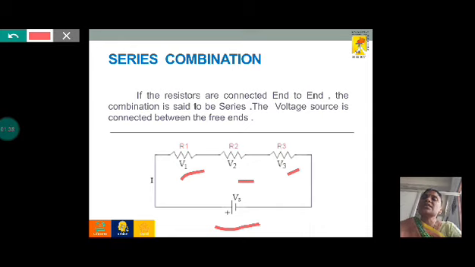Because we have only one closed loop for this circuit, the current I flows in this circuit. The current I will be one and the same in all the resistances connected in this circuit, whereas the voltage divides as V1, V2 and V3. So voltage source V is equal to V1 plus V2 plus V3, that is, applied voltage is equal to V1 plus V2 plus V3. This voltage divides here depending upon your resistance values.